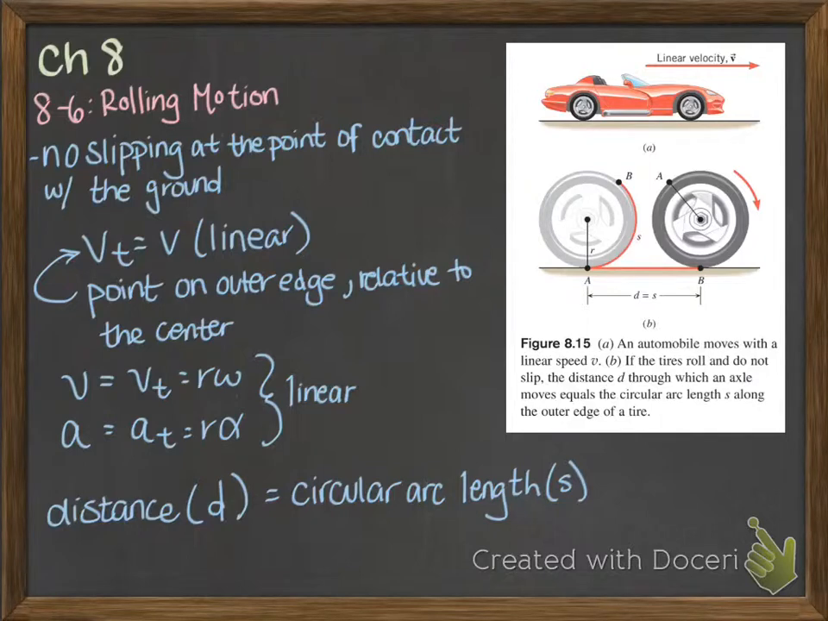If the tires roll and do not slip, the distance d through which an axle moves equals the arc length s along the outer edge of a tire. So I wrote below, distance d equals circular arc length s. We're also dealing with the same thing: tangential velocity equals radius times angular velocity, and tangential acceleration equals radius times angular acceleration, which is all in linear.